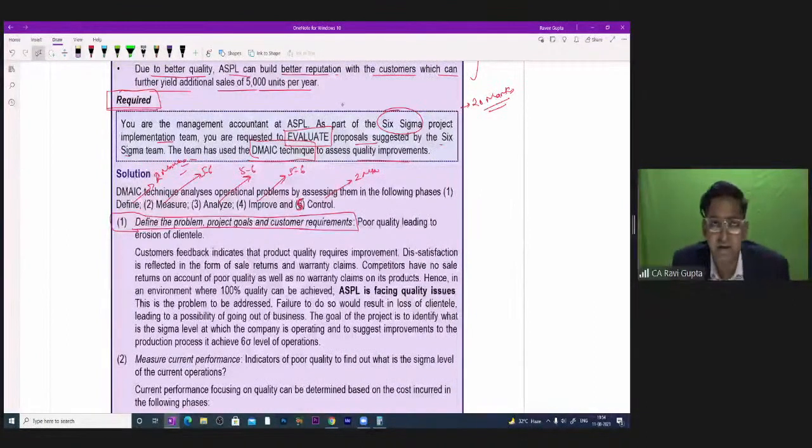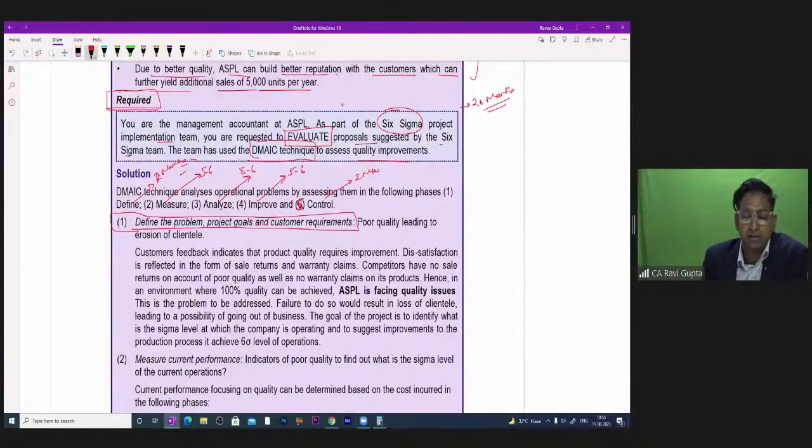So we are starting our answer. We have planned how much we have to write in our content. Okay, so what is the Define phase? Under Define, we define the customer requirement. What is the customer need, right? And define the problem, customer requirement, and project goal.